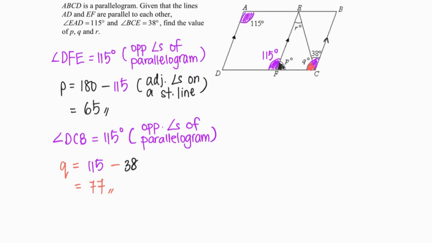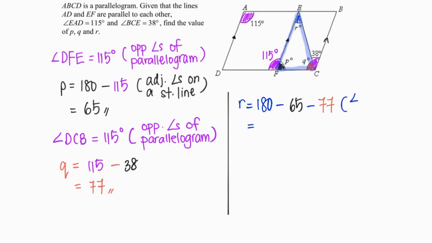And for R, it is pretty straightforward already, isn't it? Because now I have a triangle. So value of R is 180 minus my P minus my Q. And this one is triangle, angle sum of triangle.